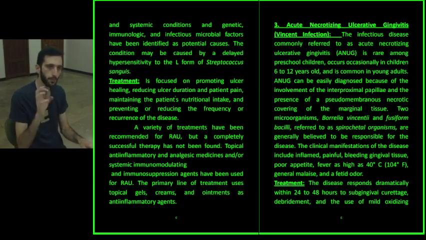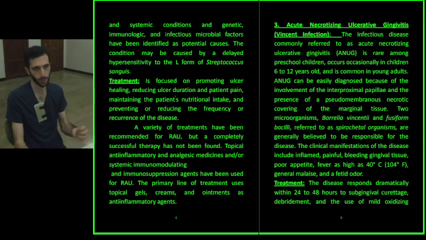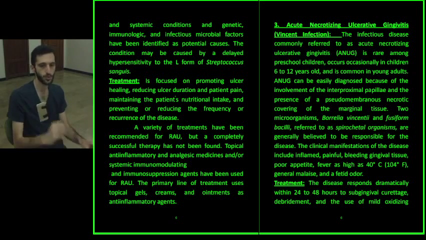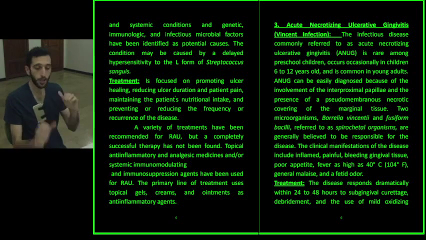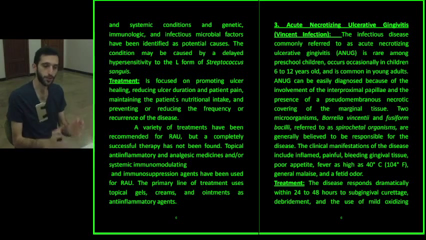Treatment: the focus is on promoting ulcer healing, reducing ulcer duration and patient pain, maintaining the patient's nutritional intake, and preventing or reducing the frequency of recurrence of the disease. A variety of treatments have been recommended for recurrent aphthous ulcer, but a completely successful therapy has not been found. Topical anti-inflammatory and analgesic medications, and/or systemic immunomodulating and immunosuppressing agents have been used. The primary line of treatment uses topical gels, creams, and ointments as anti-inflammatory agents.